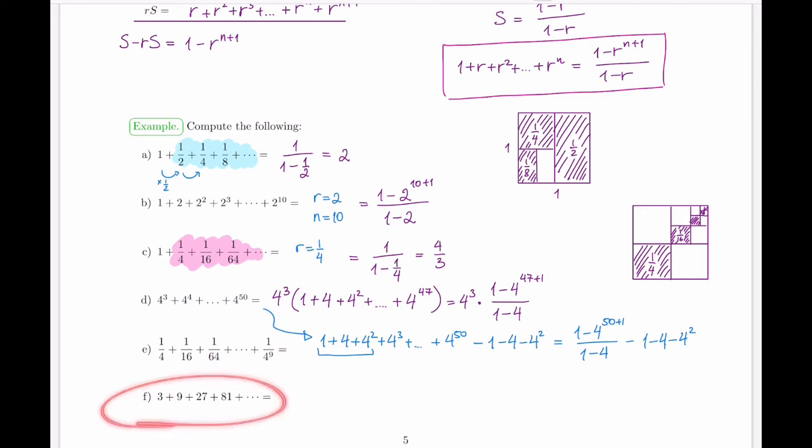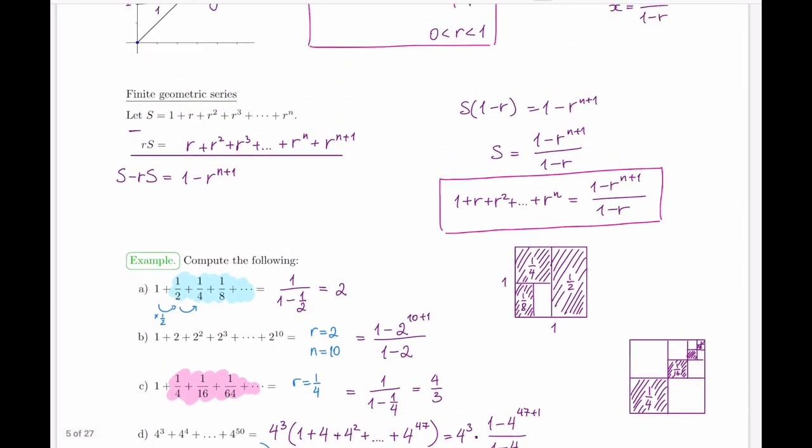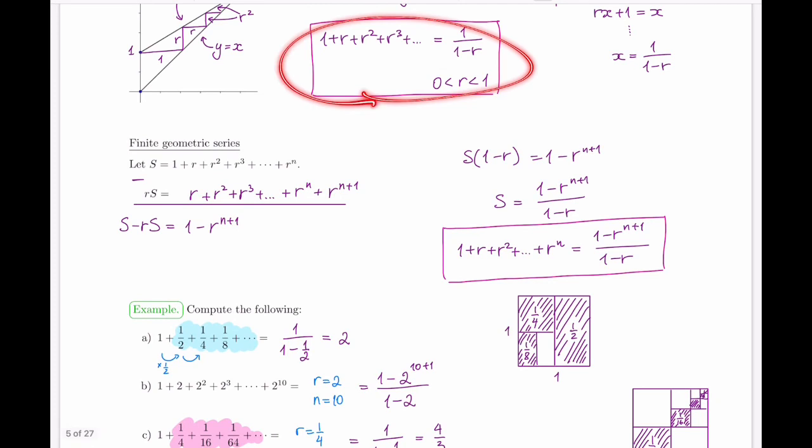And this last one here, so I have 3 plus 9 plus 27 plus 81, and this goes on forever. So what is my r here? I go from 3 to 9, so I multiply by 3. And then I go from 9 to 27, I multiply by 3 again. So my r here is 3. And it's an infinite sum, so I'm in this case up here.